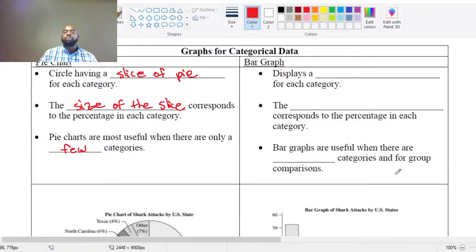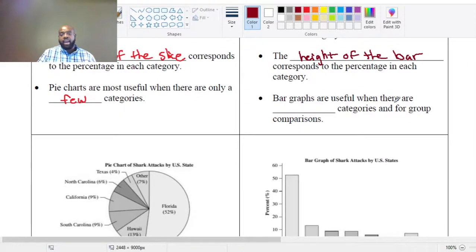Another way to display categorical data is by using a bar graph. With a bar graph, it displays a bar for each category. The height of the bar actually corresponds to the percentage in each category, right? So whereas the size of the slice corresponds to the percentage in each category for pie charts, for bar graphs, the height of the bar represents the percentage. Remember, we're still talking about categorical data, and we're going to display the percentages or the proportion in each category, and that's what we have here.